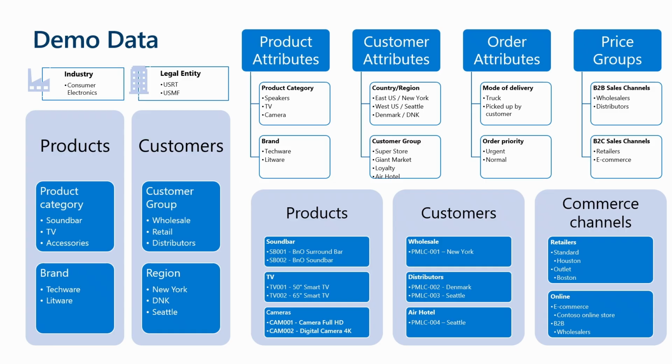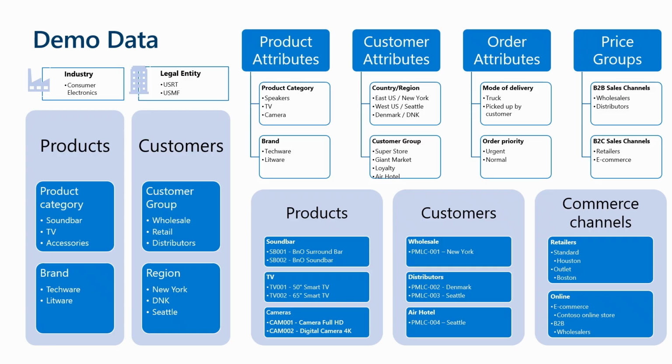Similar to that, we have also highlighted out of all the information which are the product attributes and customer attributes and the order attributes we are going to use. For example, in the case of product, the attributes are product category and brand. For the case of customer, it is country, region, and customer group. And in the case of order, it is mode of delivery and order priority, right? Similar to that, we have also called out the price groups, which is B2B sales channel and B2C sales channel. And we'll see price group more in action when we are covering the commerce scenario.